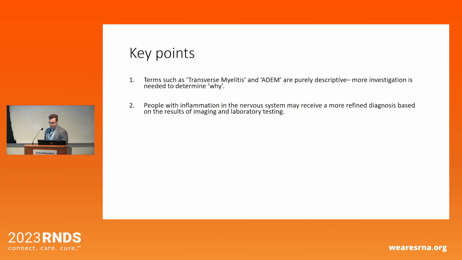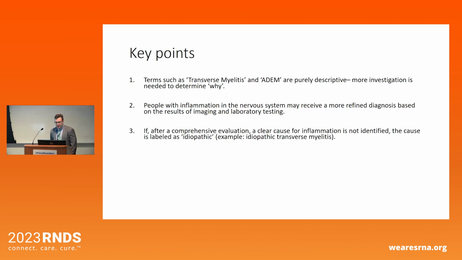And I argue that to our clinicians. We need to be telling people this is a group of diseases and why. That communication matters. It's so that you can understand your condition better. If after a comprehensive evaluation, a clear cause for inflammation is not identified, and we've ruled out mimics, I will add that in. The cause can be labeled as idiopathic in most cases. So we did not find a cause.